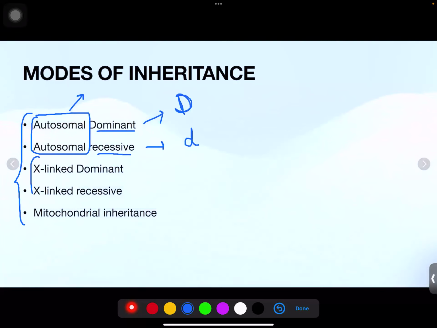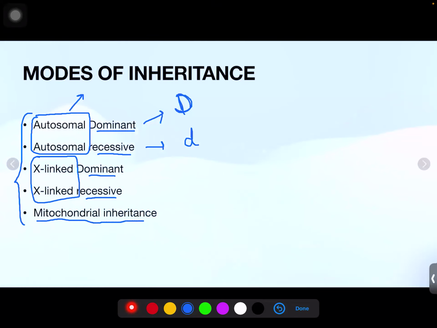Then there is the X-linked disease. If the disease involves the X chromosome, then it again has two patterns: X-linked dominant and X-linked recessive. And then the third inheritance pattern is mitochondrial inheritance. It's very less common, and we don't get any question from this. But you have to know what mitochondrial inheritance is.